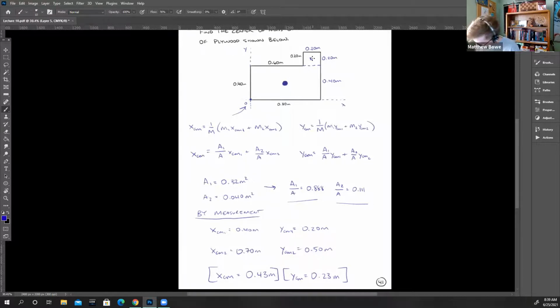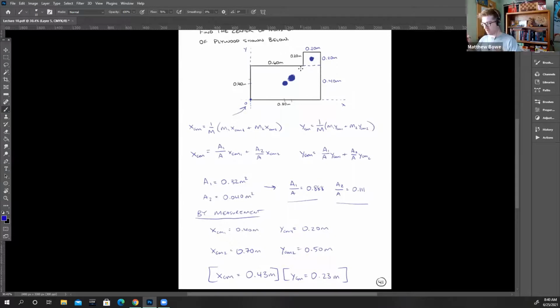The center of mass of the small square, the center right there. So where is 0.43? 0.4, 0.43 right there. Where is 0.23? That would be, there's 0.2, 0.23. Right there. Just make a big old dot right there. So that is the center of mass of this odd shape.